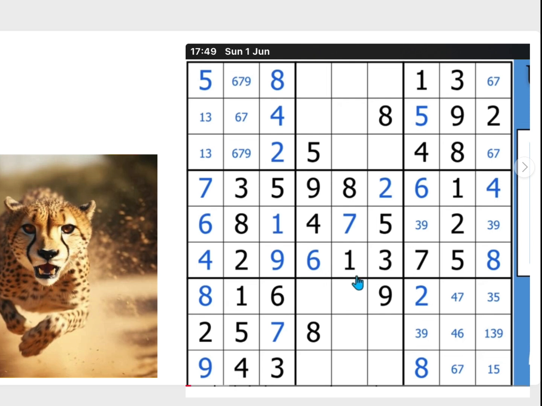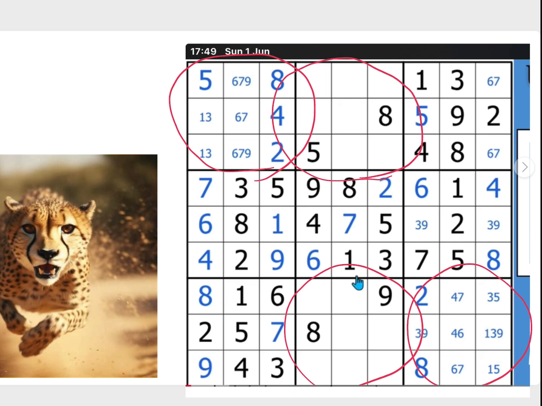Here it looks like most of the Sudoku is already occupied, but there are unoccupied blocks here, here, here, and also here. And there are pairs of numbers which seem separated from the others.